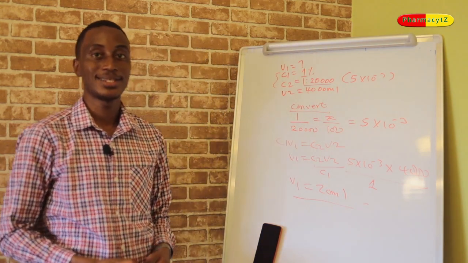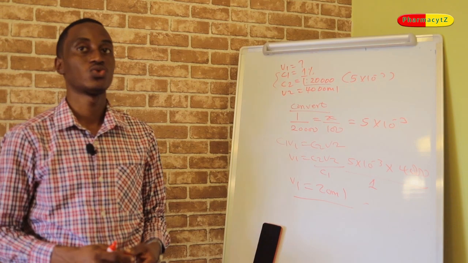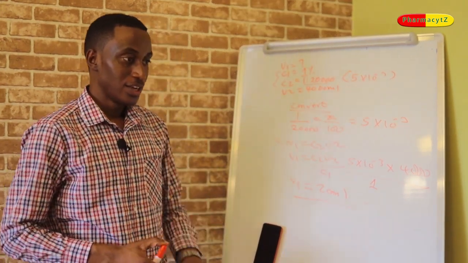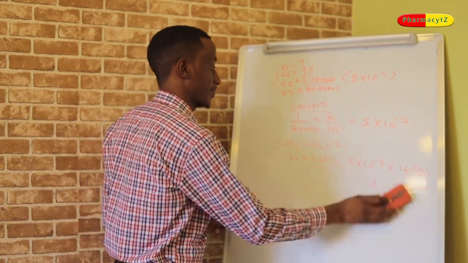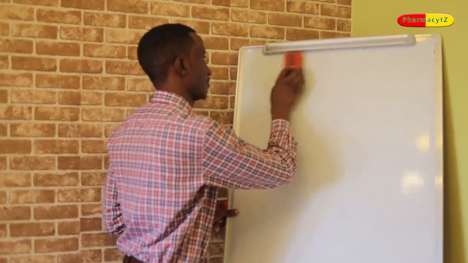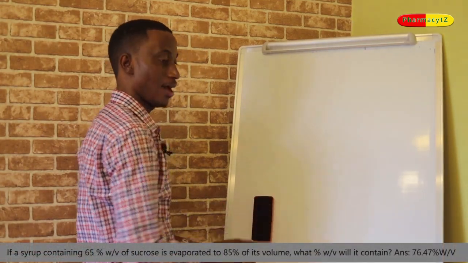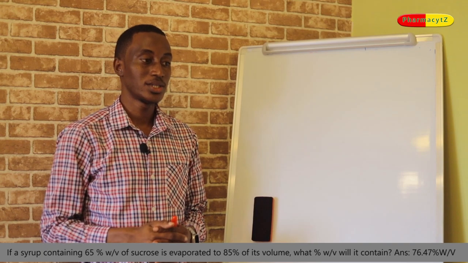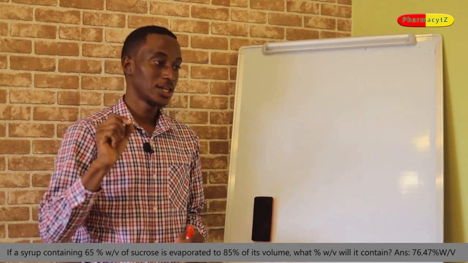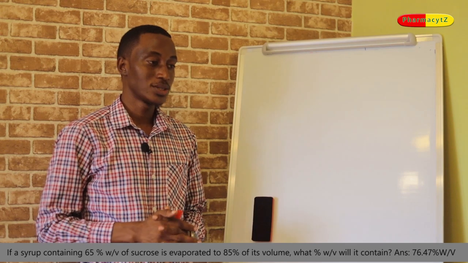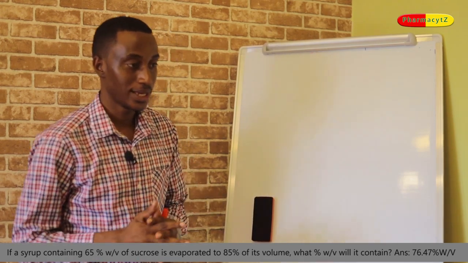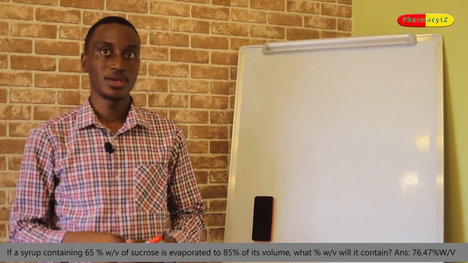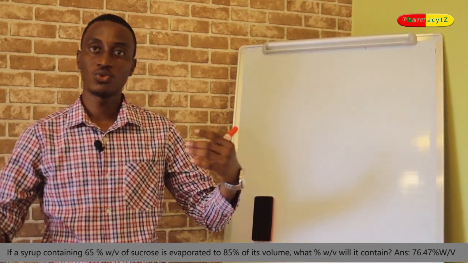These are the last two examples. If we want to have maybe a bonus of one. If a syrup containing 65% weight in volume of sucrose is evaporated to 85% of its volume, what is the percentage weight in volume it will contain? So look, here there is a change in the concept. We are moving from dilution to evaporation.